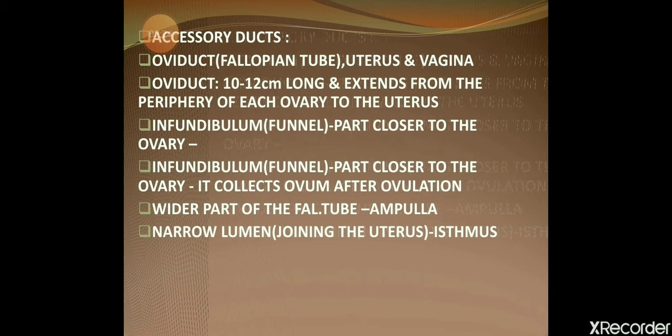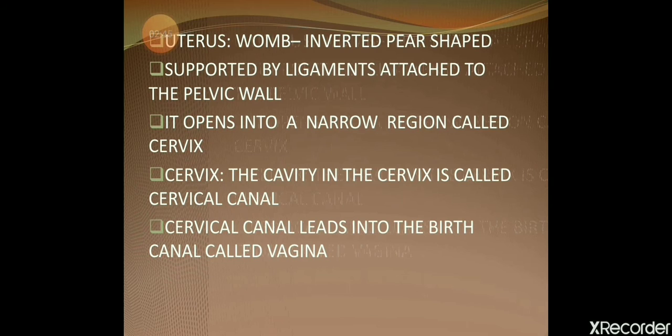About the accessory ducts, that is oviduct, uterus and vagina constituted. And oviduct, I told you, is otherwise called fallopian tube. It is 10 to 12 centimeter long. It extends from the periphery of each ovary till the uterus, and it has got three parts in it: infundibulum, ampulla and isthmus. Then uterus, also called womb, has got that pear shape. You can also say it is pear shaped, pear being just a fruit structure.